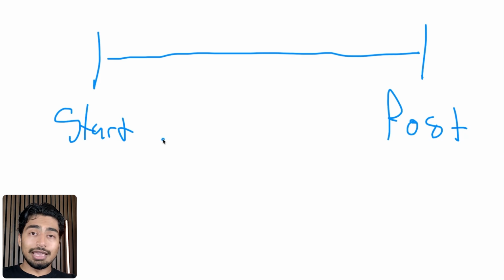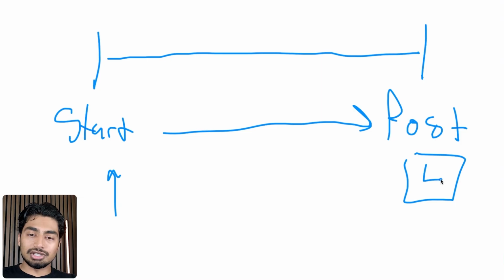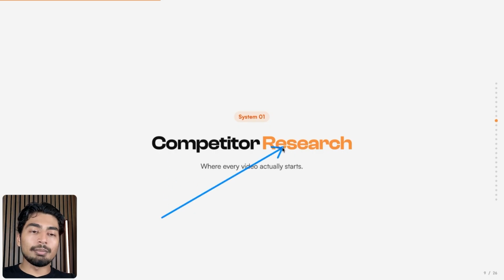So we're going to cover the end-to-end process. So you could start with literally nothing and then end up posting a YouTube video that actually has the chance of doing well for you and your business. So we're going to cover skills that bridge this entire gap. Now, first we have to start with competitor research.